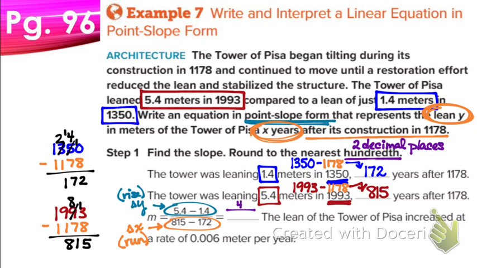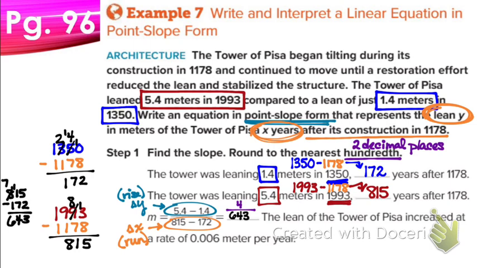Slope, the numerator is my rise. Rise goes up and down. That's your y values. I need the change or the difference in my y values divided by my run, the change or the difference in my x values. That has to go in my denominator. Rise on top of run. So 815 minus 172. So 3, borrow, 643.